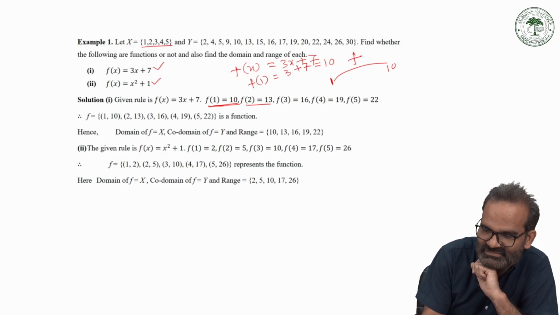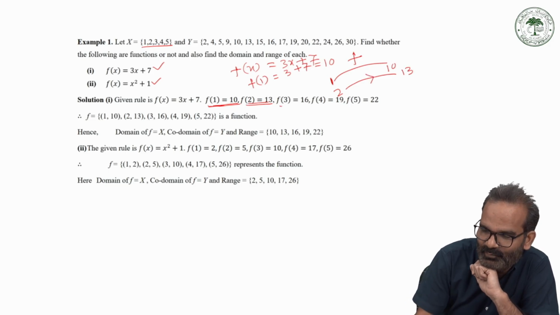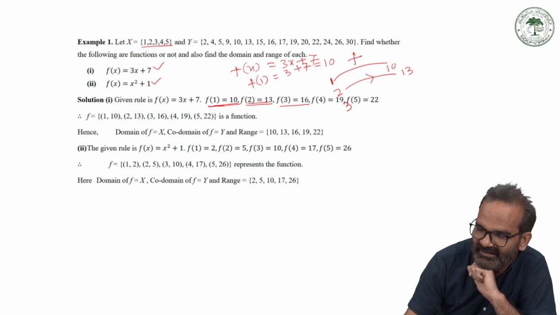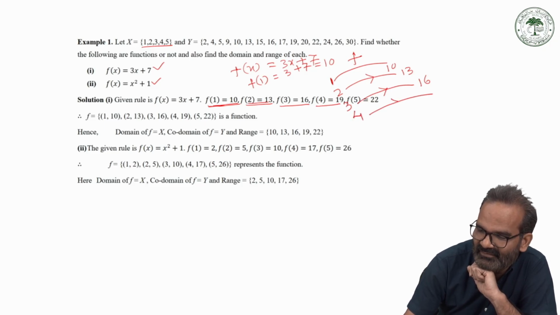Now put x equal to 2. So 2 into 3 is 6, 6 plus 7 is 13. You will get 13 here. If you take 2, the image of 2 under f is 13. Now put x equal to 3: the image of 3 under f is 16. Now put x equal to 4: the image of 4 under f is 19. Now finally 5: the image of 5 under f is 22.